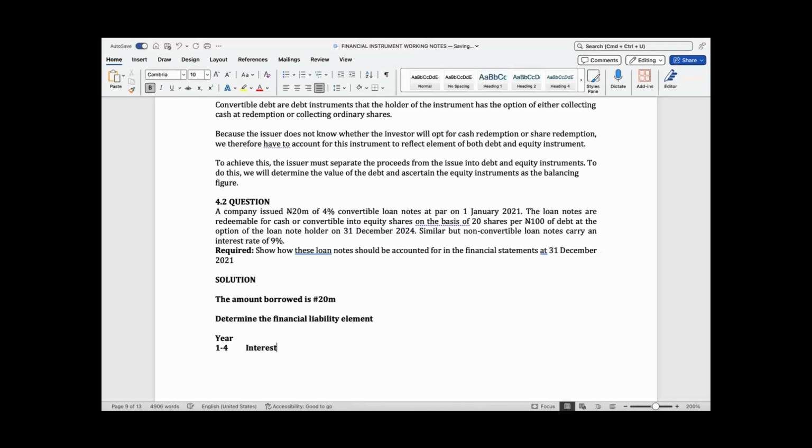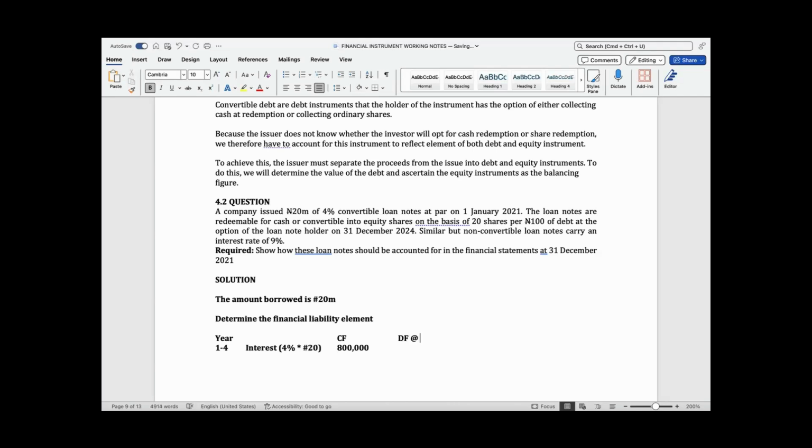First, we'll get the present value of the interest. How do you compute the interest? The nominal interest is 4% times 20 million. How much is that? What's 4% of 20 million? 4 times 2. Is that 800,000? Yes, 800,000.